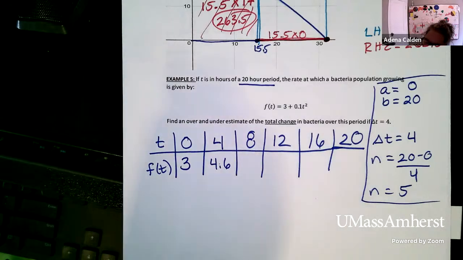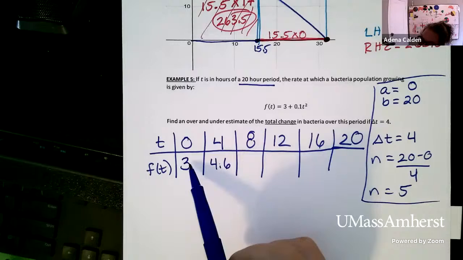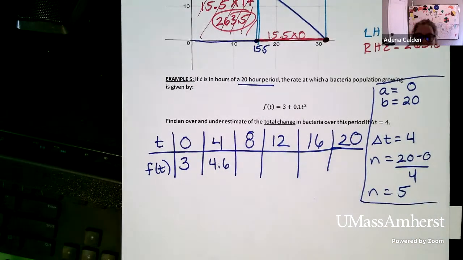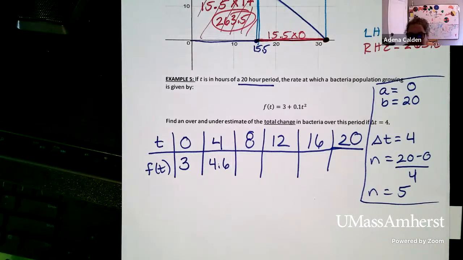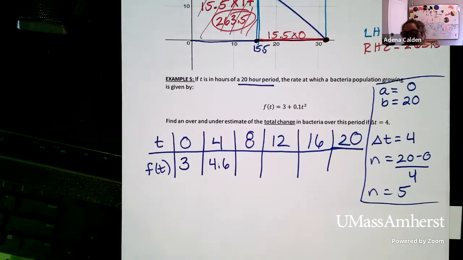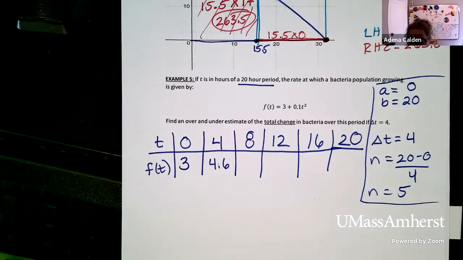just like we did in the previous table examples by doing things like 4 times 3, 4 times 4.6, 4 times whatever this rate is. We'll have a left and right approximation. And from there, the bigger one is an overestimate and the smaller one is an underestimate. Okay, so you should be able to finish up this problem and then you can check your solution on the video and then also watch the short video on Riemann sums and then you will be good to go.